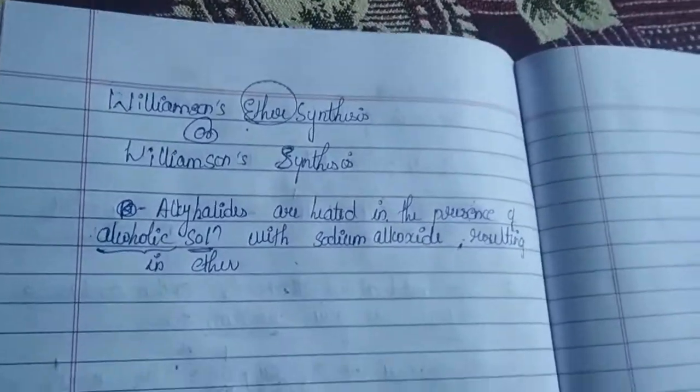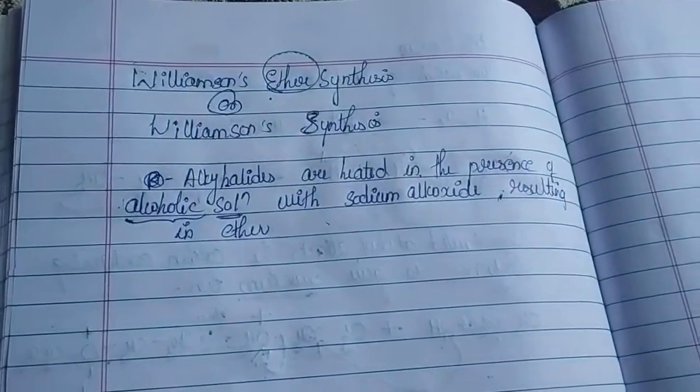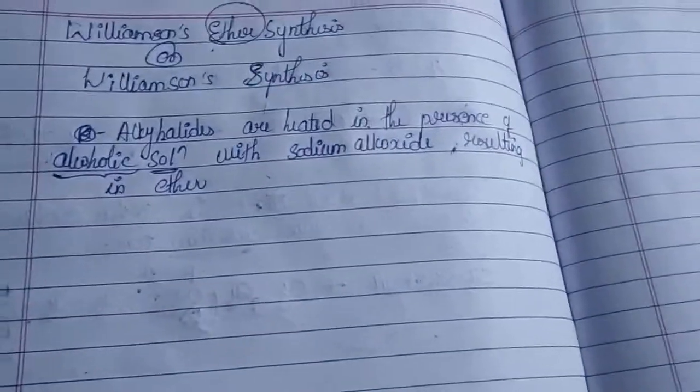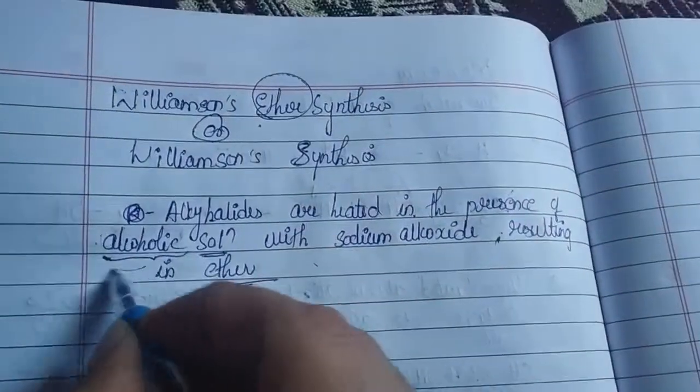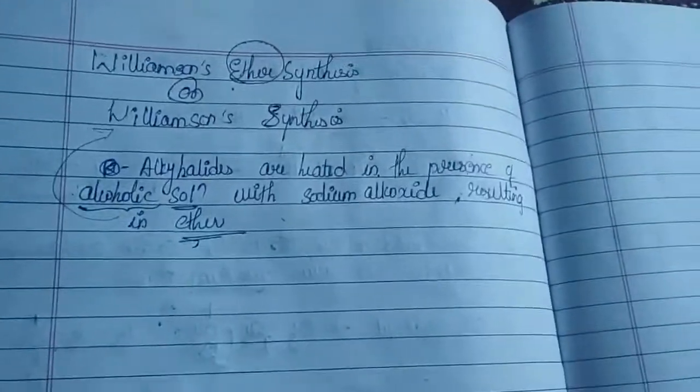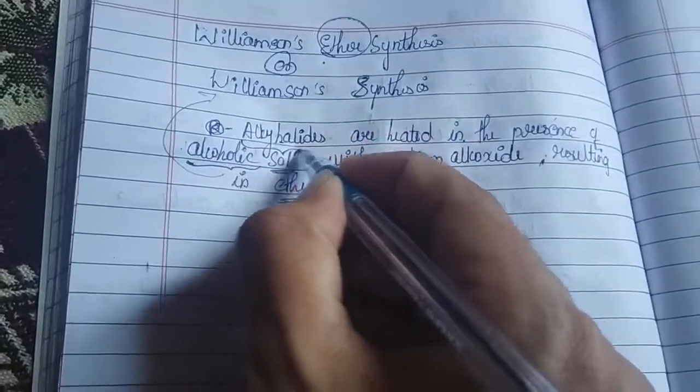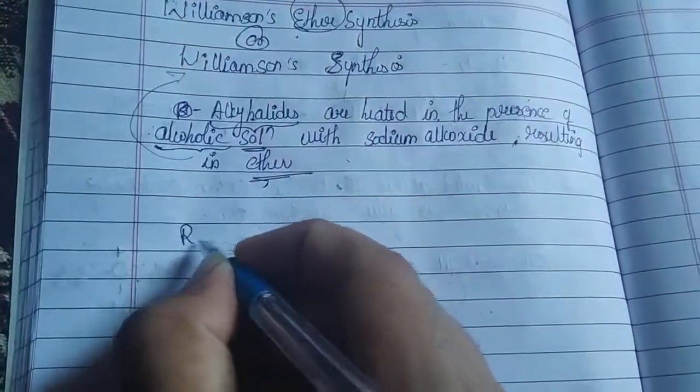So when alkyl halides are heated in the presence of an alcoholic solution with a sodium alkoxide, the product obtained will be ethers. So this is what Williamson's ether synthesis tells us. That means, of course, your main reactants are: one is your alkyl halide, which I will write as RX.